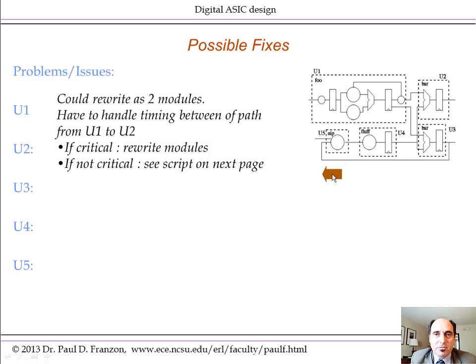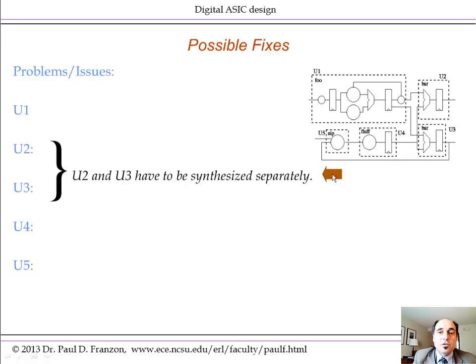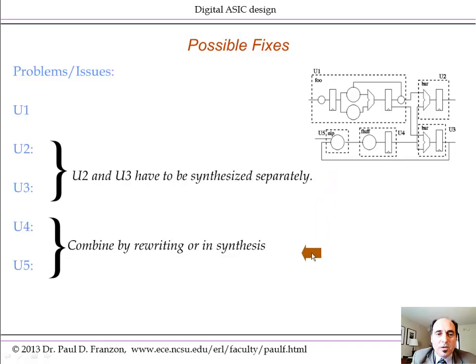U2 and U3, I'm better off if I synthesize these separately as if they were different modules rather than the same module. U4 and U5, the only way to solve the problem with U5 is to group it with U4 and run that as one synthesis run. This will mean we won't have unconstrained timing paths.